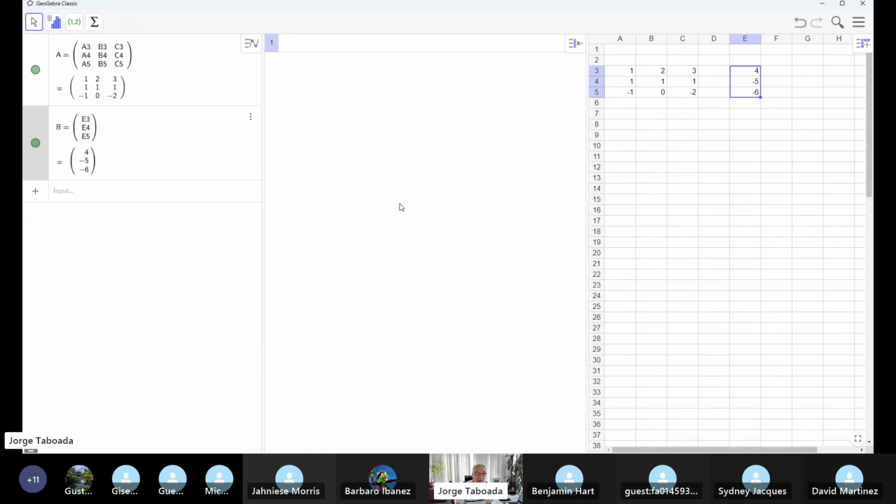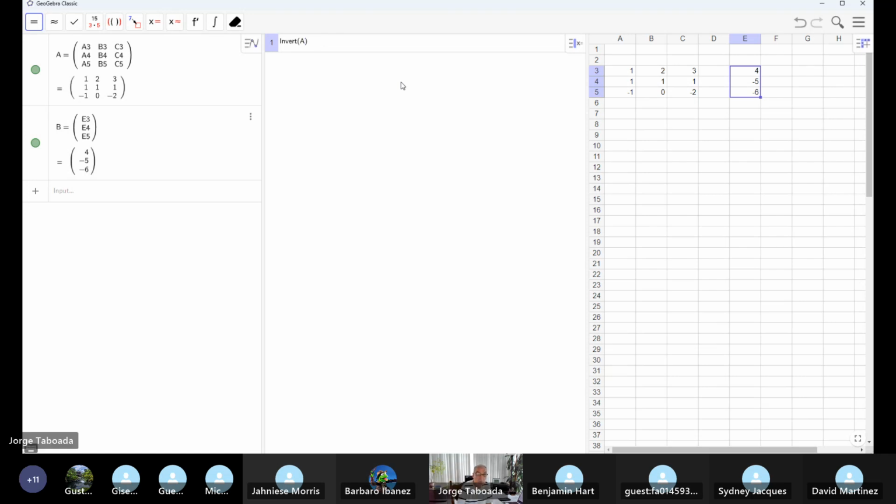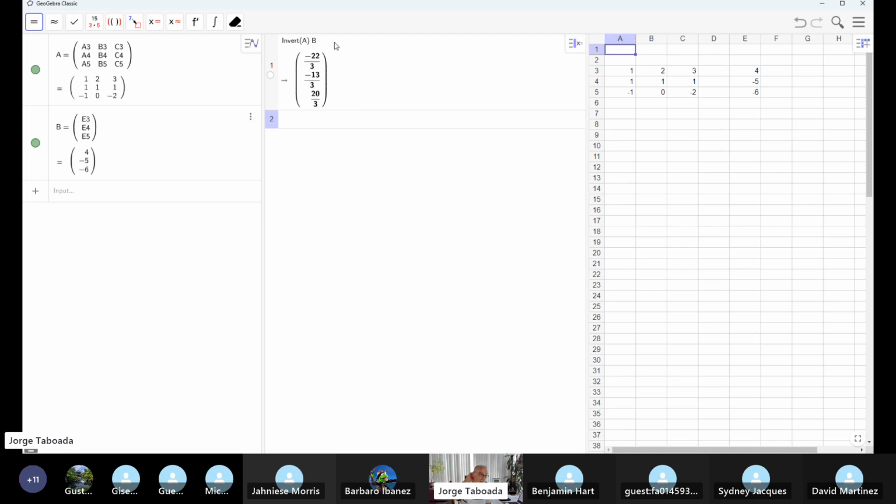Now I have everything ready to perform the computation. The computation is invert A, I-N-V-E-R-T. Invert who? Invert A. Multiplication. I click on this. Yeah, this is the inverse. Wow, it's crazy. But I put the period, the multiplication who? Multiplication B. Yeah, I press enter now. Bang!